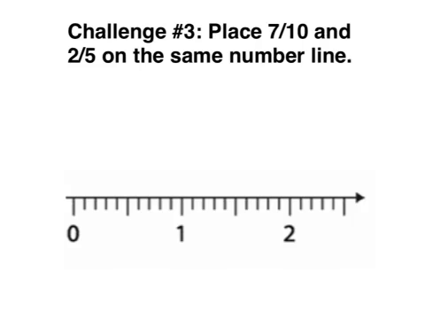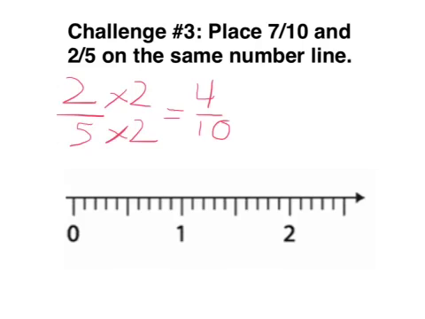What would be really helpful for us is if we could have these fractions have the same denominator. If you remember from the last video, hopefully you understand that we can take our fraction of 2/5 and come up with an equivalent fraction of 4/10 by multiplying both the numerator and the denominator by 2, each by 2. That can give us an equivalent fraction.